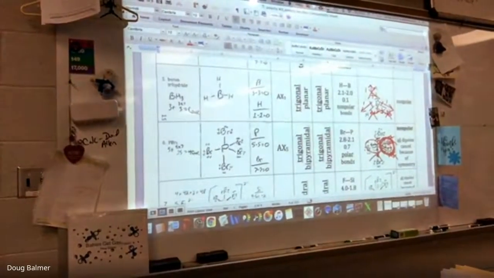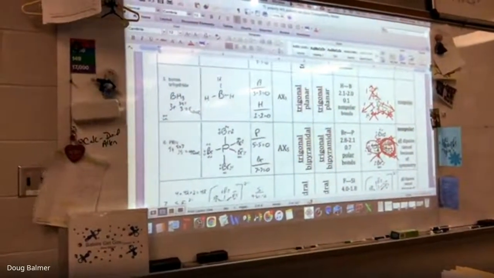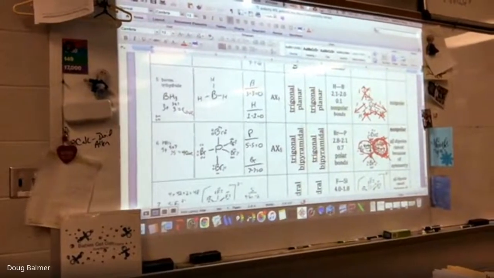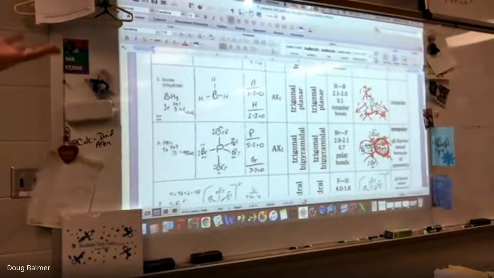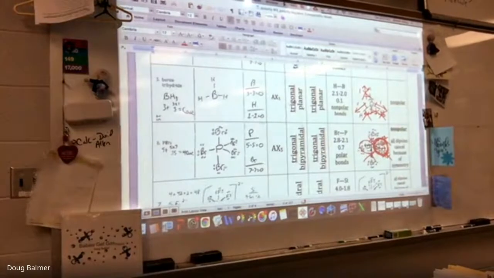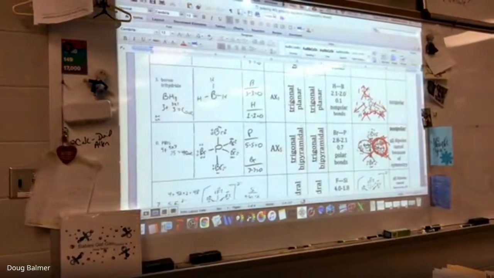So then we address the theory. Well, why could you have polar bonds but end up acting nonpolar? We revise our theory to say, well, maybe these dipoles are canceling out. And sure enough, that's pretty much what's happening.